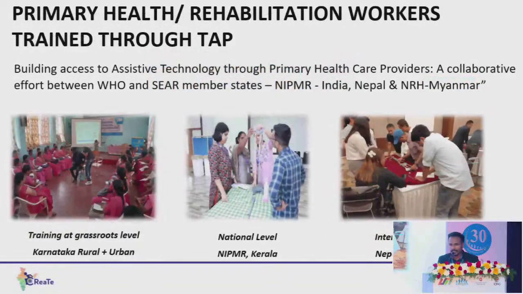So how did we start is, we started with the grassroots levels, starting from Karnataka, rural and urban. Then national level, we went to NIPMR Kerala, and then international level, we have trained Nepal and Myanmar in the TAP module. It was a collaborative way of training between the WHO and CReaTe, NIPMR in India, and Nepal and Myanmar.